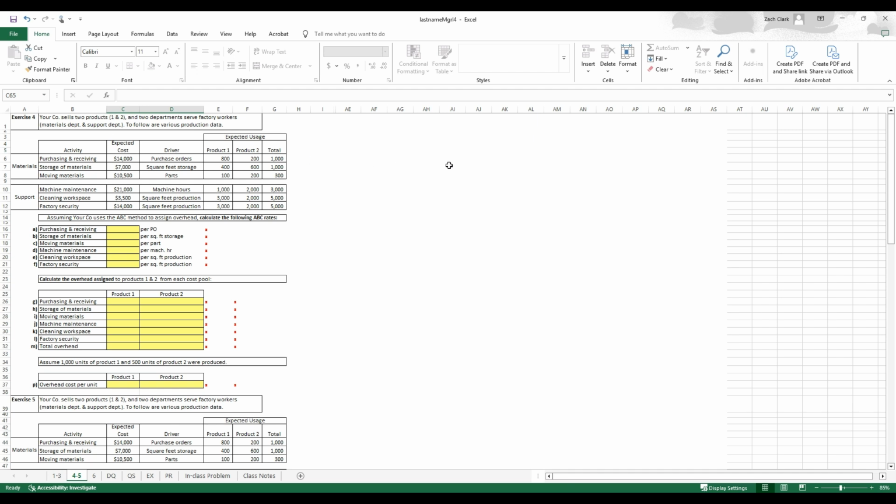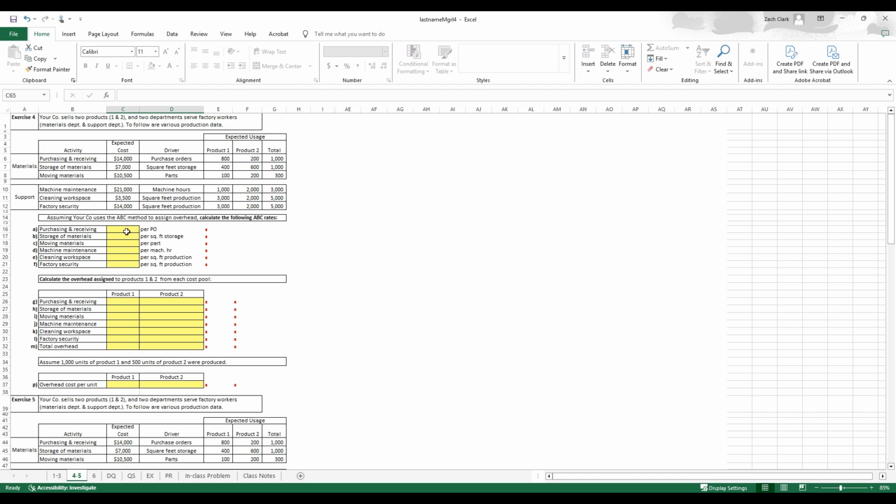All right, everyone. Now on to the second tab here of exercises 4 and 5. In exercise 4, we've got this company, your company, sells 2 products, 1 and 2. And we have 2 departments that serve factory workers, materials, and support, and to follow our various production data. So we've got all this collected data for expected cost and driver usage, etc.